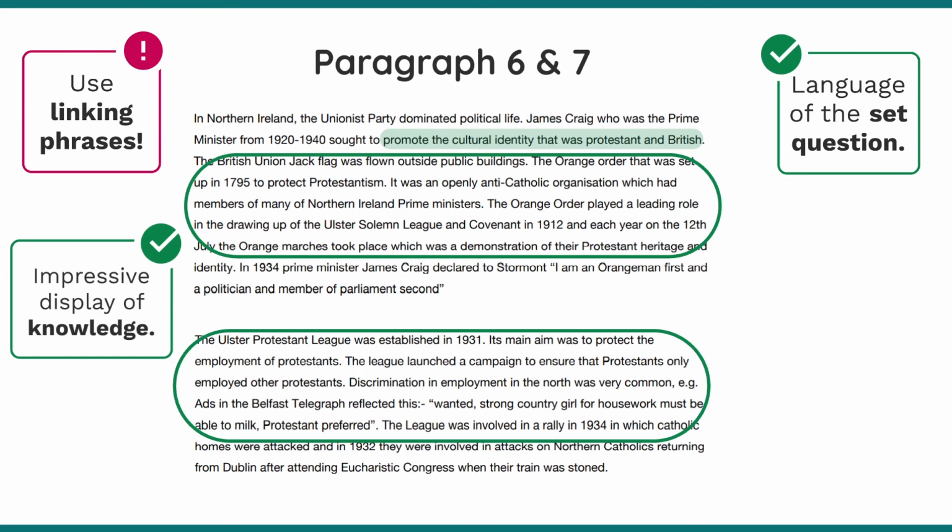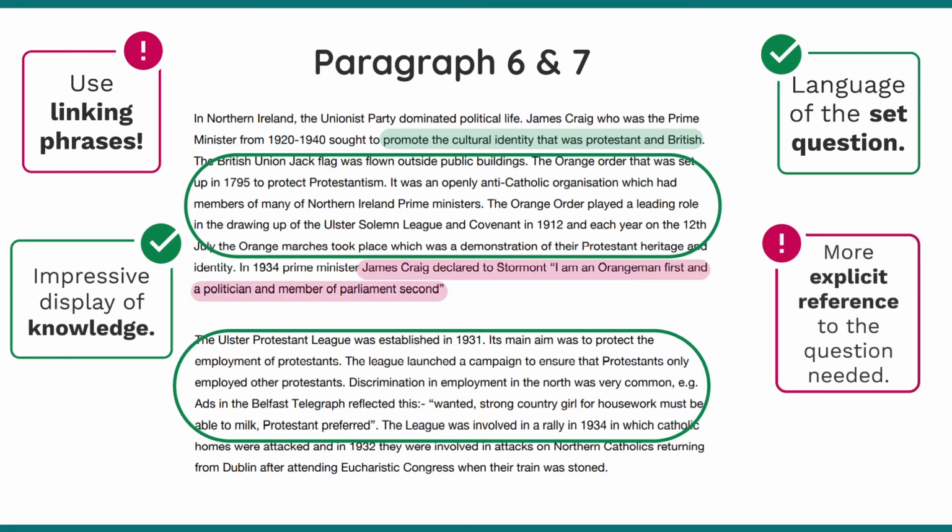Really, really excellent examples. But again, it's not really being linked back to the question in a really clear and explicit way. The first paragraph in front of you there ends with James Craig declared to Stormont, "I'm an Orangeman first and a politician and member of Parliament second." The second paragraph ends with how Northern Catholics were attacked after attending the Eucharistic Congress.